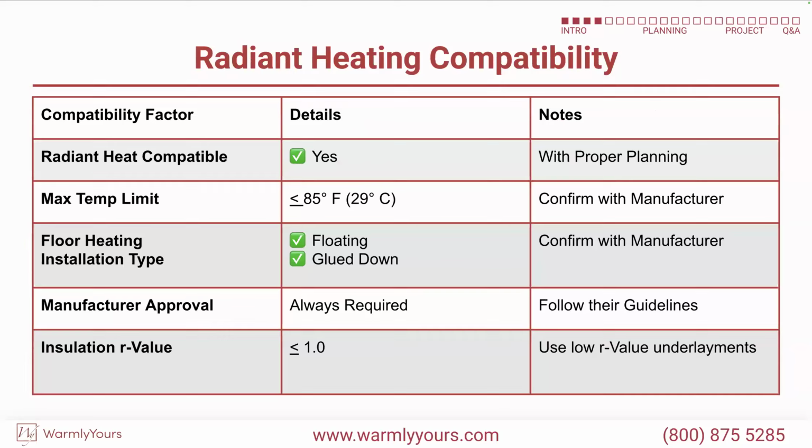So let's talk about the heating compatibility. With radiant heating, yes, LVP floors are compatible with proper planning. You always want to check the maximum temperature and confirm that with the flooring manufacturer themselves. Most are going to be around the 82 to 85 degrees Fahrenheit range, never more than 85 though. Radiant floor heating is also compatible with a floating installation or what we call a glue down installation. Again, you want to confirm with the flooring manufacturer's warranties and installation guidelines.